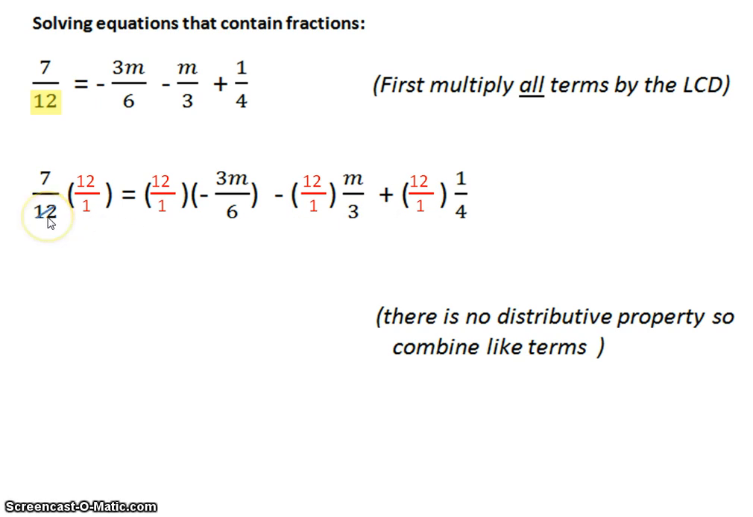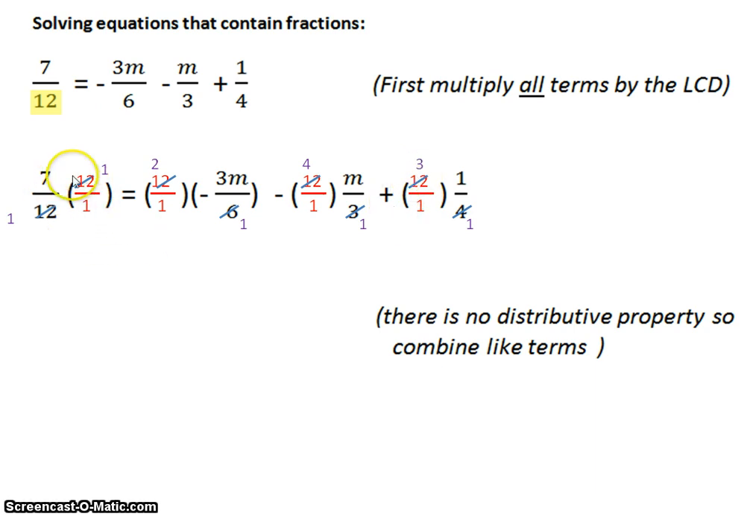This 12 can divide out. 12 goes into 12 once. I'm dividing this denominator by 12 as long as I divide this numerator by 12. Let's take a look here. 6 goes into 6 once. 6 goes into 12 twice. And over here, 3 goes into 3 once. 3 goes into 12 4 times. In the numerator and the denominator, I can simplify. 4 goes into 4 once. 4 goes into 12 3 times.